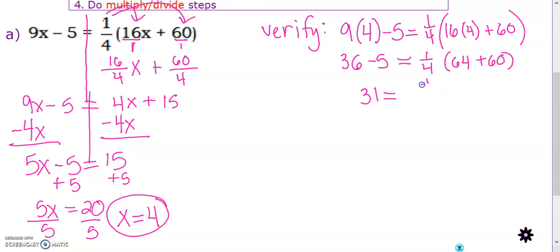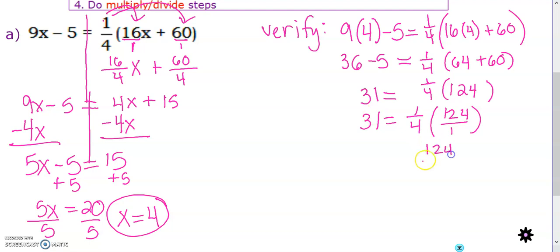I'm going to keep working within the parentheses. 64 plus 60 is going to be 124. And then I'm almost done. Let's see, I have 31 from the left side, and I'm going to go ahead and work with my fractions. I'm going to put 124 over 1 and see what we get. When I multiply straight across the top, I get 124. On the bottom, I get 4.